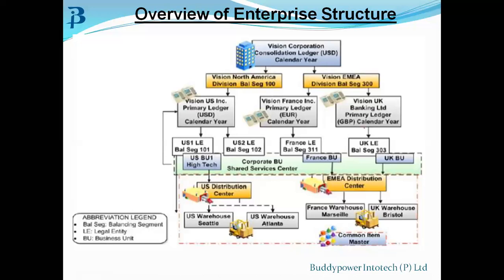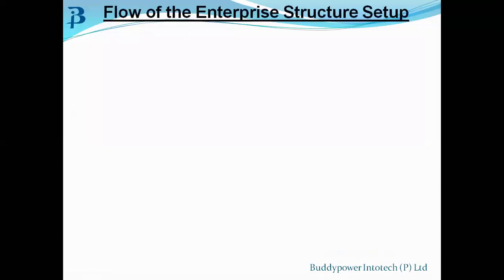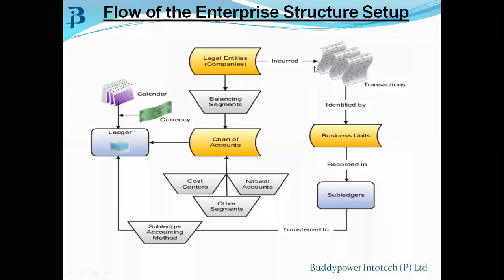Then we'll move into the next slide, which is the prerequisites of the flow of the enterprise structure setup. Basically, the common setup of an enterprise structure is that you create a legal entity, you have your business unit underneath, and you create the balancing segments for the legal entities. This legal entity is a recognized party with rights and responsibilities given by a legislation, which has the right to own property and the responsibility to account for itself.